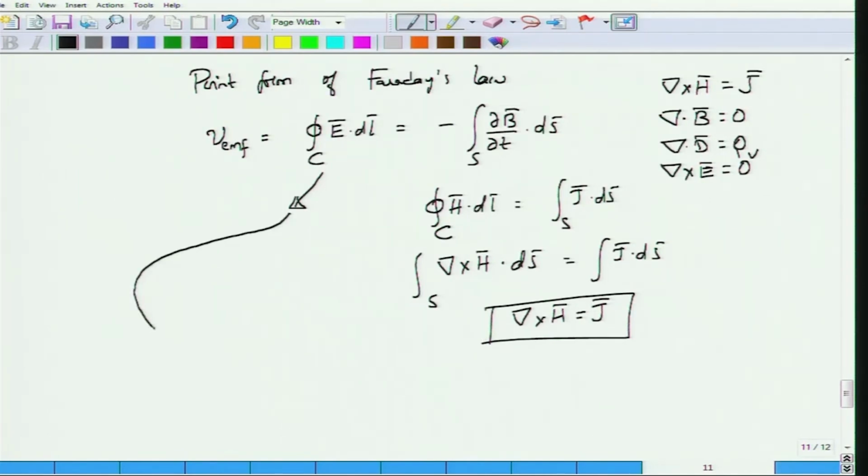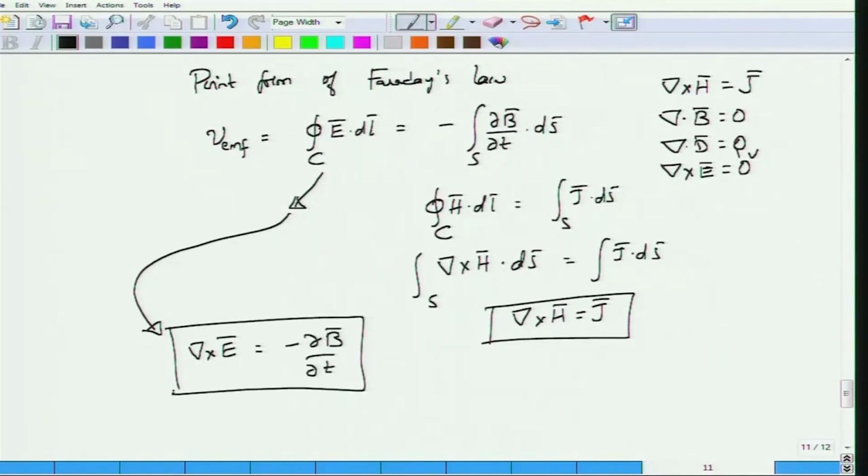Similarly, I can write down for the left hand side of this one as curl of E, after integrating over the same surface or applying Stokes theorem, I will get the same thing. So curl of E will be equal to minus del B by del t.